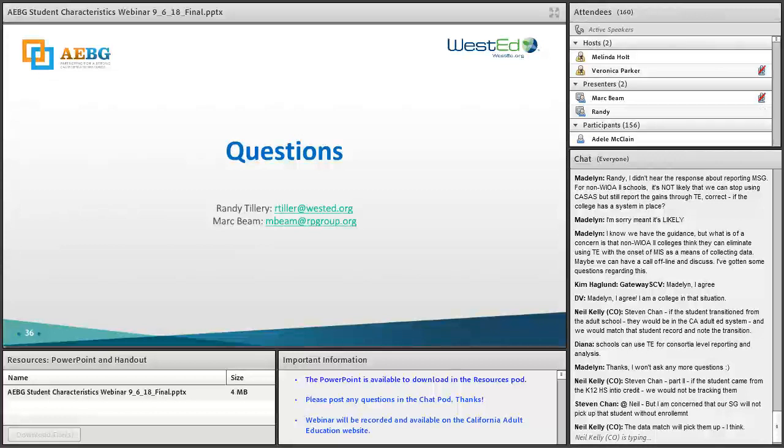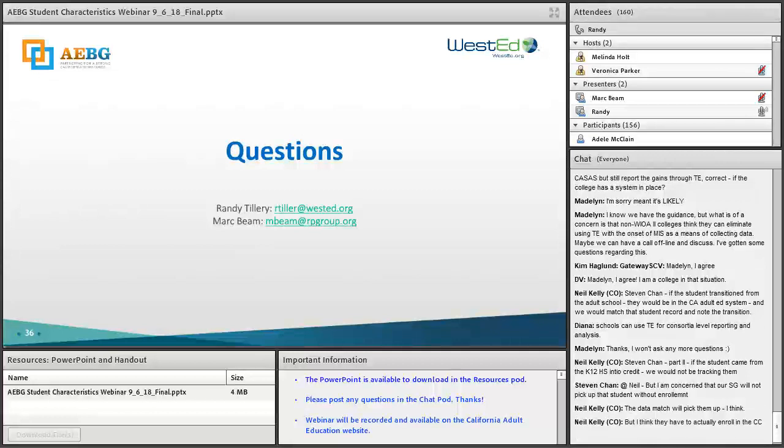I'm going to respond to this question about whether it's possible for non-WIOA funded colleges to eliminate TE for now, because more than one person has indicated they don't think it's possible for colleges to do that. It may be desirable for a college to continue to report through TE to capture certain kinds of skills gains. However, colleges have been given specific guidance that they can choose not to report through TE for 2018-19. So it is possible for them to choose not to do that.